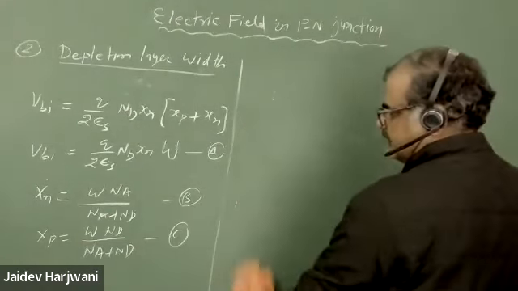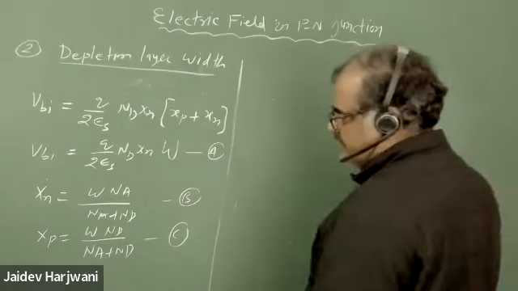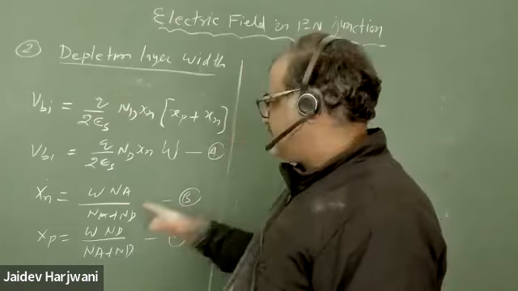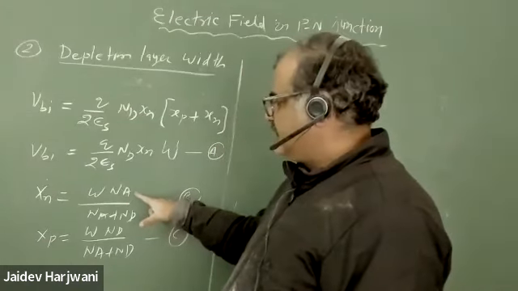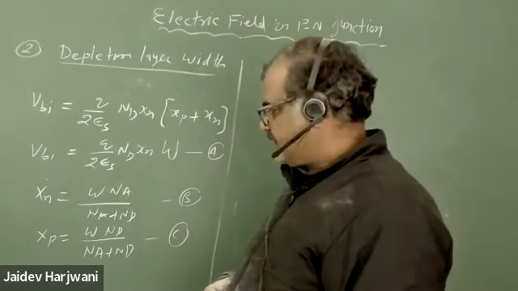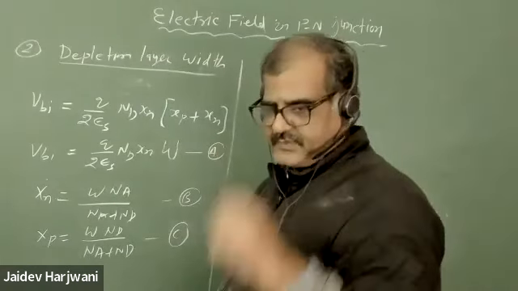Sir, how does nd come there? xp is here, equal to W, and if na plus nd, like I have replaced xp, if you replace xn in that equation, W equals xp plus xn, so the nd will come with na.